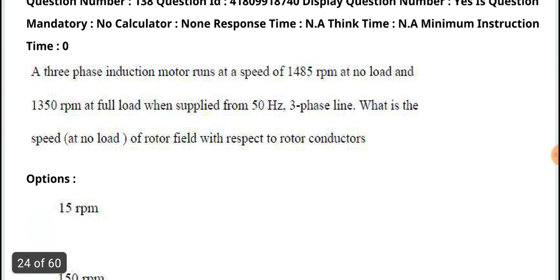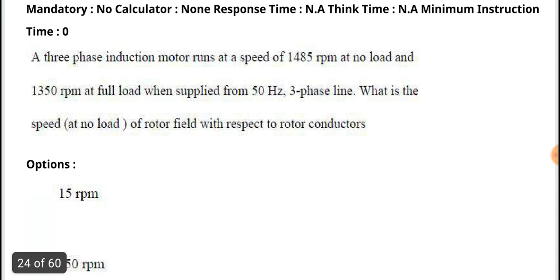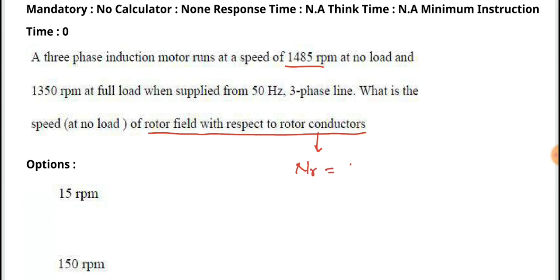Next one, a three-phase induction motor runs at 1485 rpm at no load and 1350 rpm at full load when supplied from a 50 Hz three-phase line. What is the speed at no load of the rotor field with respect to rotor conductors? They gave the speed of the rotor conductors. What is given? That is NR, which is equal to 1485. Then what is the field speed? NRF is equal to NS, which is equal to 120 F by P here.